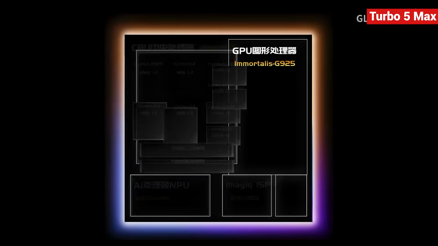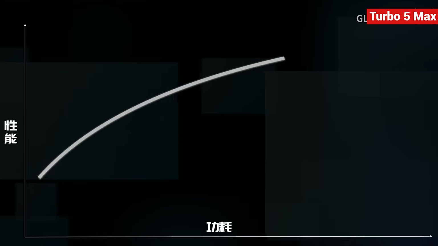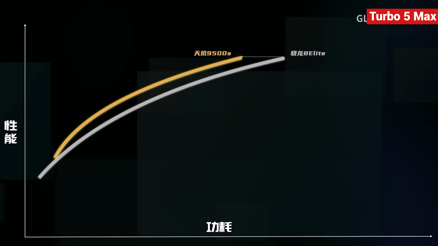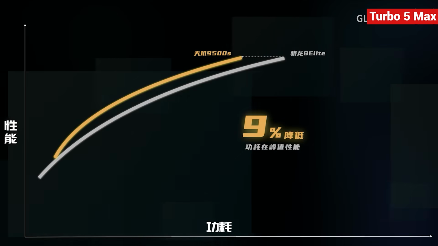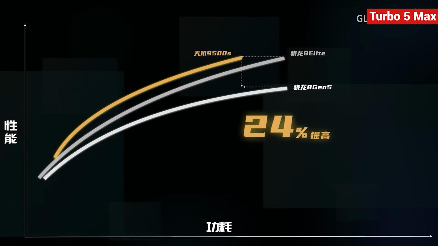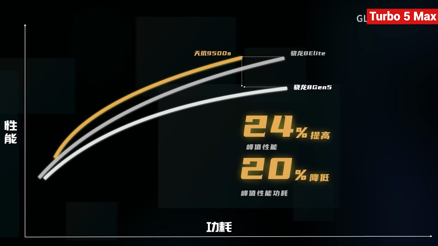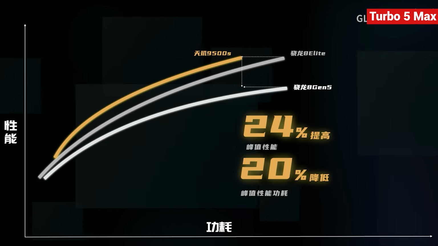The Dimensity 9500S comes with a fully enabled 12-core G925 GPU, and its performance is seriously impressive. In 3D Mark graphics benchmarks, the 9500S delivers peak performance above the 800 million level, while consuming about 9% less power at peak load. Against the 895, it performs even better, offering roughly 25% higher peak performance with around 20% lower power consumption. That's a big win for both raw performance and efficiency, and the energy efficiency curve looks excellent as well.